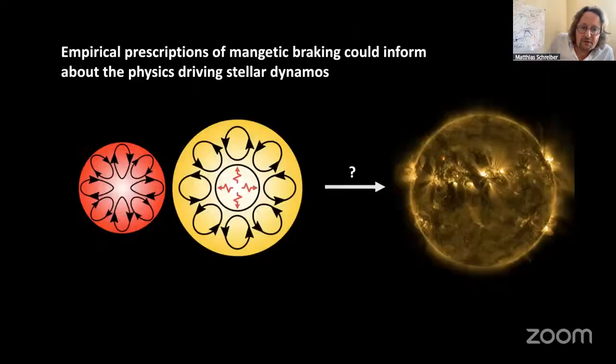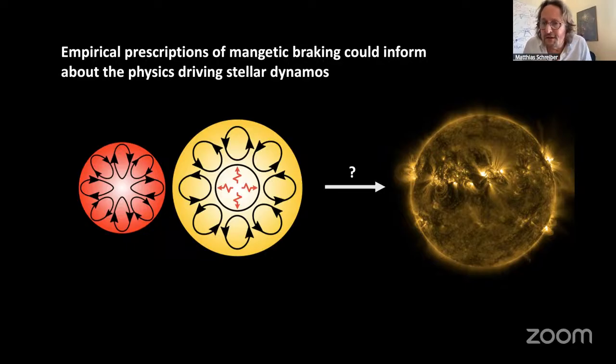So for example, whether a fully convective star and a star that's only partially convective have the same dynamo is not clear. But if they have the same type of magnetic braking, probably they have a similar dynamo. If, on the other hand, magnetic braking is very different for fully convective stars and for partially convective stars, then maybe the dynamos are different. So it can be useful to use empirical relations to inform dynamo theories.